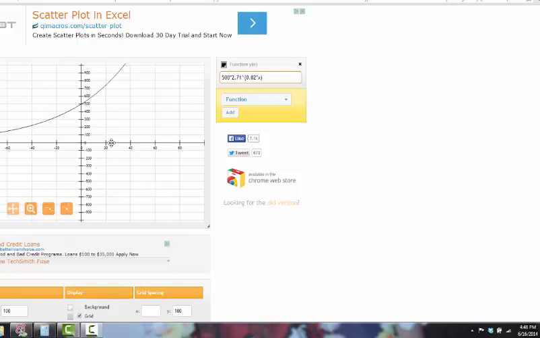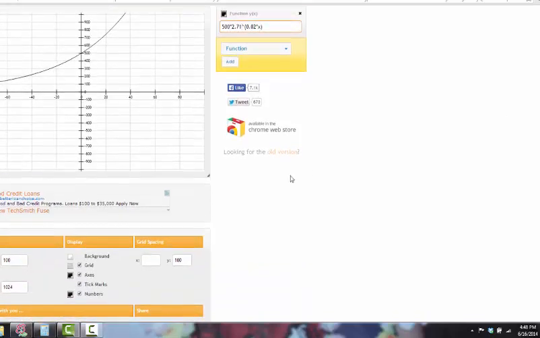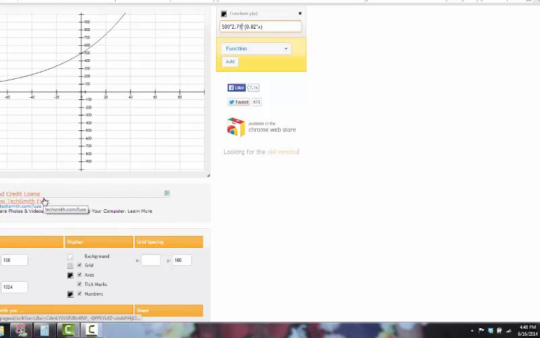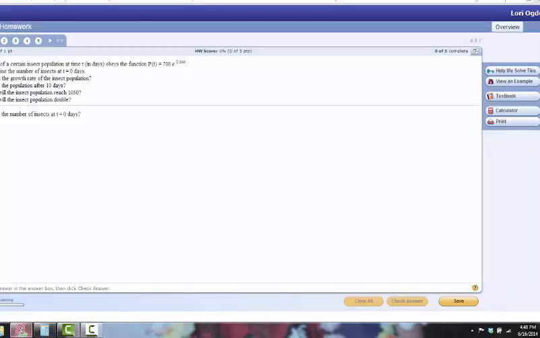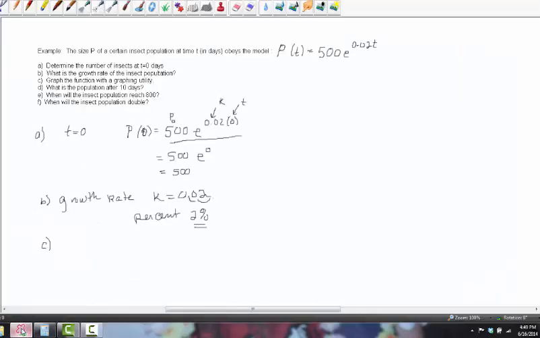I did have to zoom out a little bit. If you want to see the exact window that I ended up using, my x window went from negative 100 to positive 100, and my y window is from about negative 1,000 to positive 1,000. So you can see the nice exponential function. Again, this is looking at population growth, so we're looking at an increasing function. All right, so let's pull this back up.